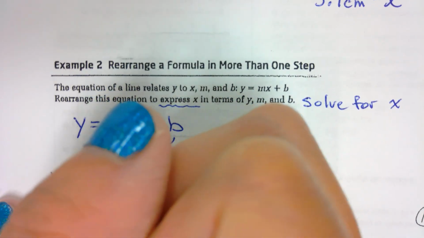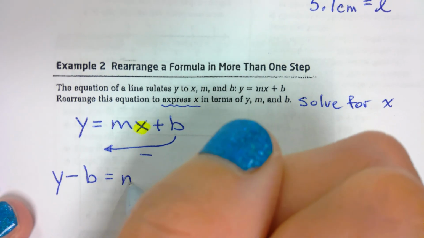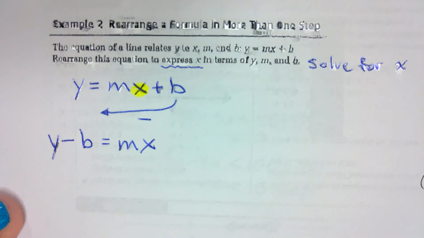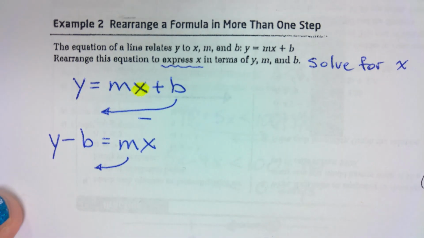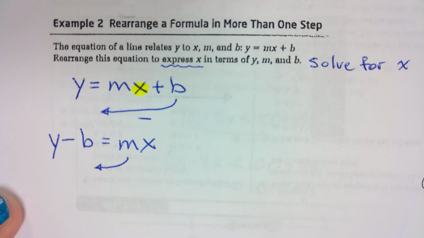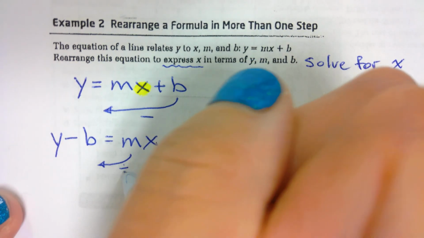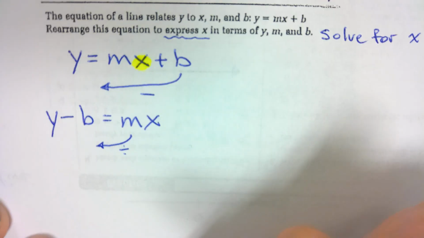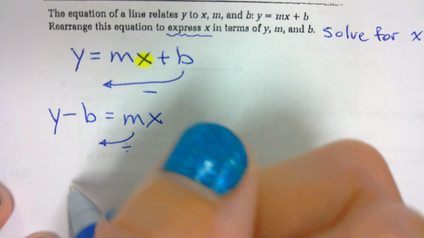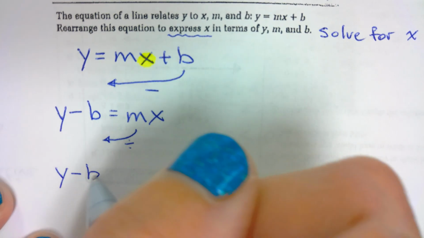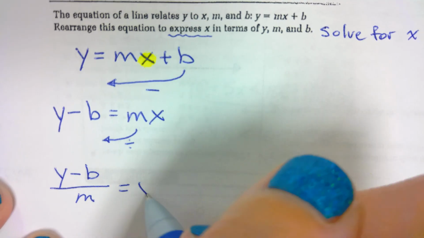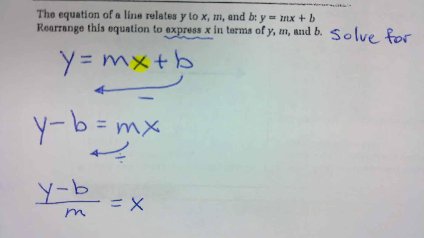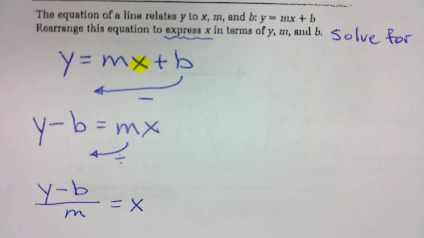So I have y minus b equals mx. Right? Now I'm going to move away the m. And what's the opposite operation? Yep, divide. Okay. So can you tell me my final answer then? y minus b, all over m, equals x. Perfect. Right? Doesn't matter if x is on the left side or on the right side, as long as it's by itself on one side, you isolated it.